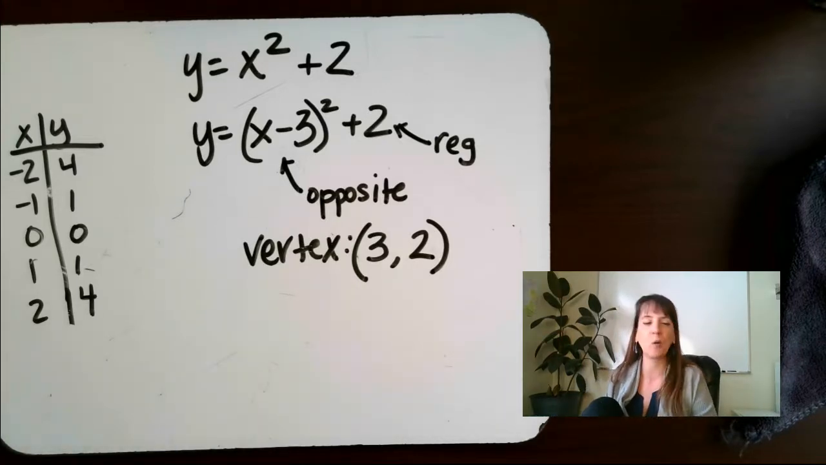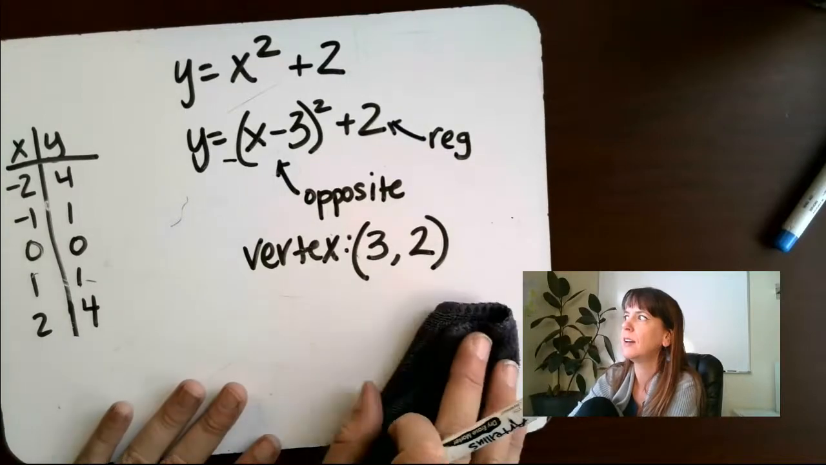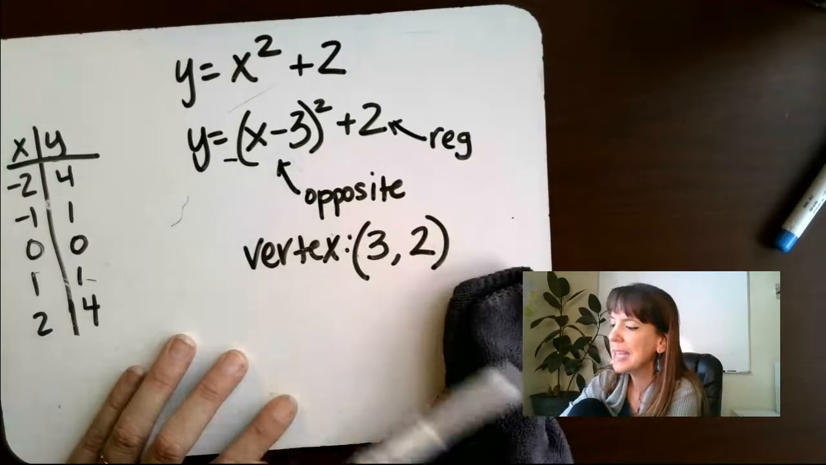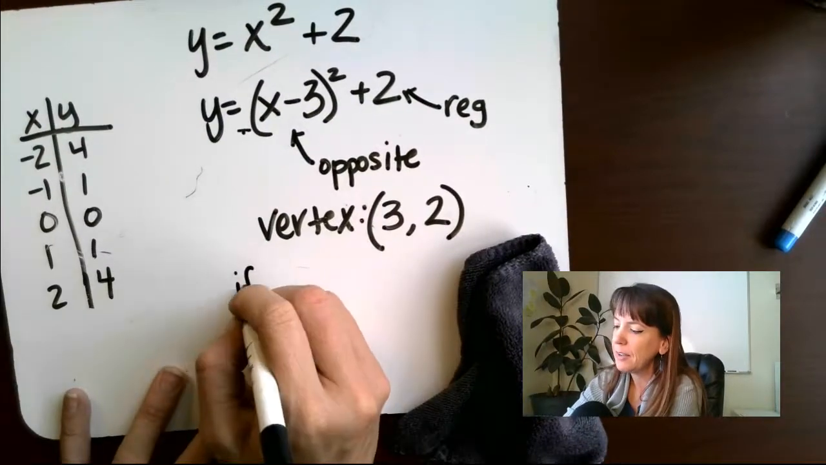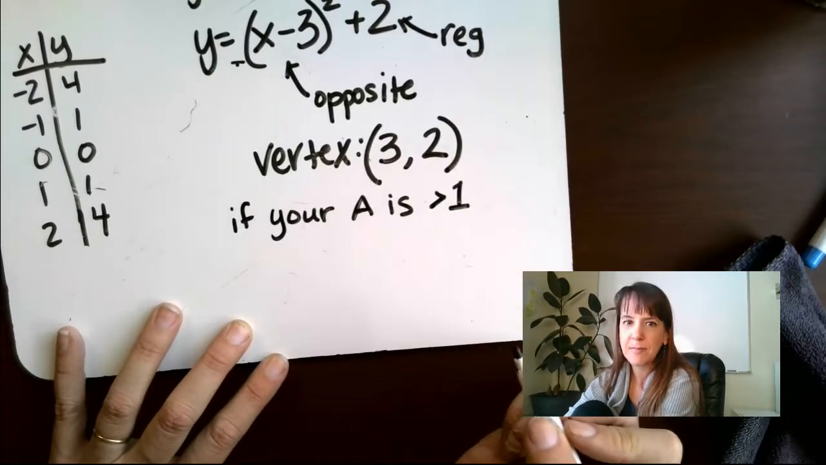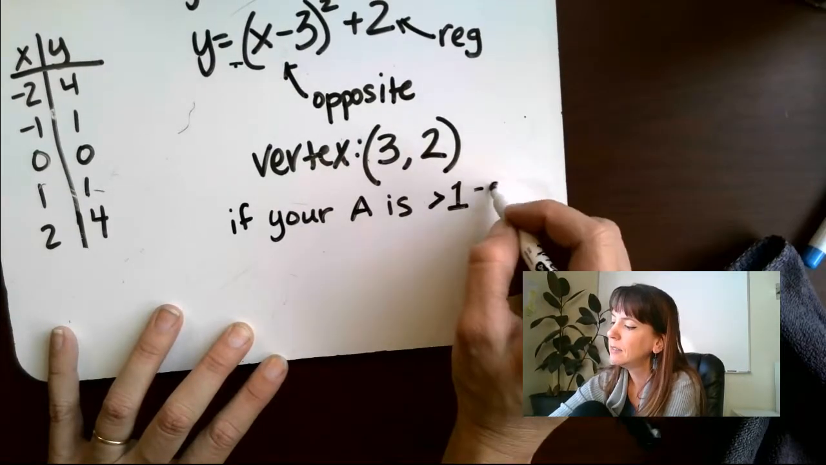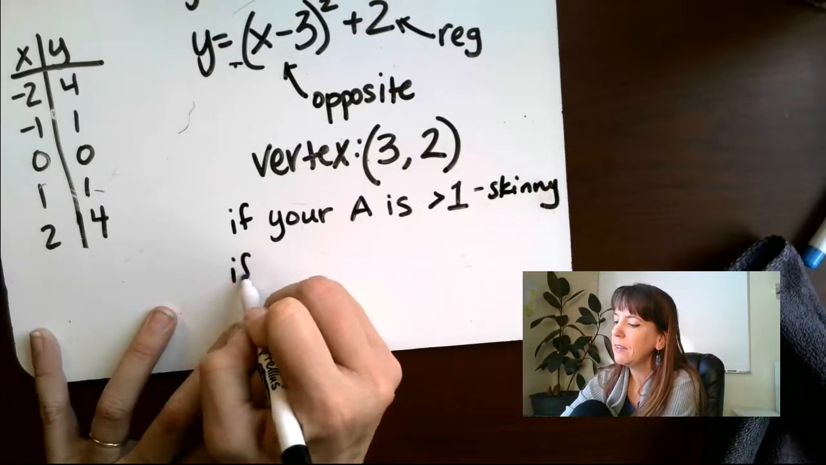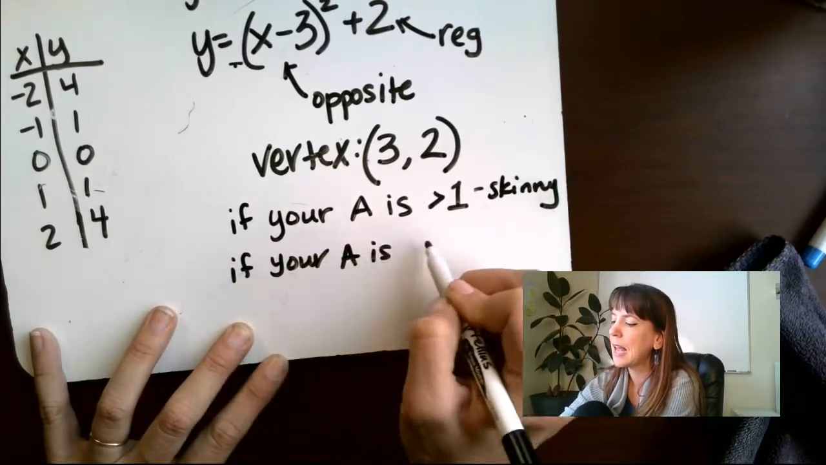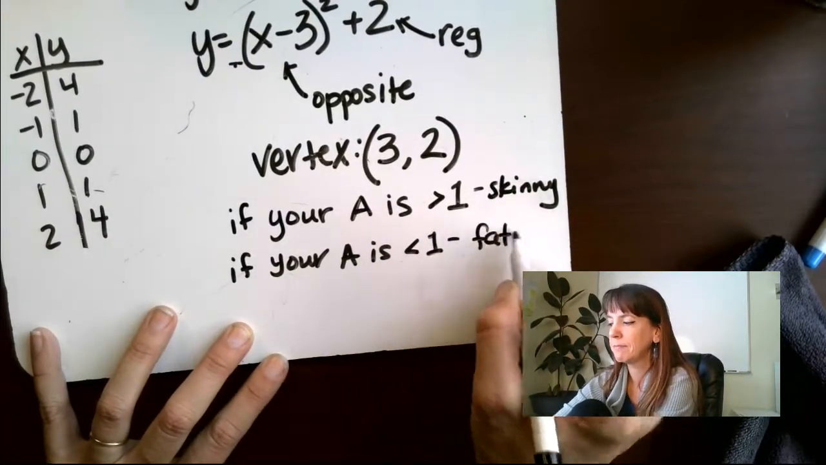Okay, so we know that our vertex looks like that guy, all right? Now, just like with the absolute value ones, sometimes there's going to be an A in front of here, okay? And I should have mentioned this applies also to the absolute values. If your A is greater than 1, it's going to be fat. Nope, skinny. I always mess that up. It's going to be skinny. Sorry. Skinny. Okay. If your A is less than 1, that's going to be fat. Okay, that's going to be fat.